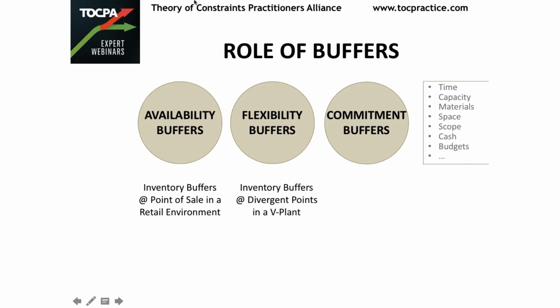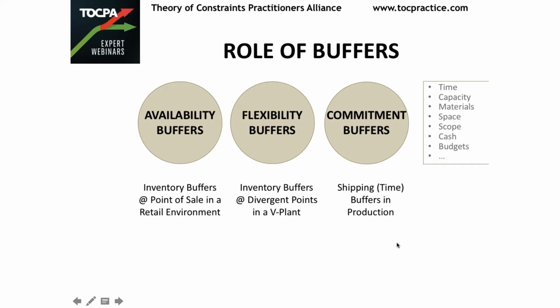An example of a flexibility buffer is, again, an inventory buffer, but it is not something that is for availability. It is giving you scheduling flexibility. For example, when you have a V plant, the inventory that you carry at the base of the V is a flexibility buffer, because you can then divert it along one path of the V or the other path of the V, and you can modify your schedules depending on what demand is coming in or how the demand is changing. And so that is what I mean by flexibility buffer.